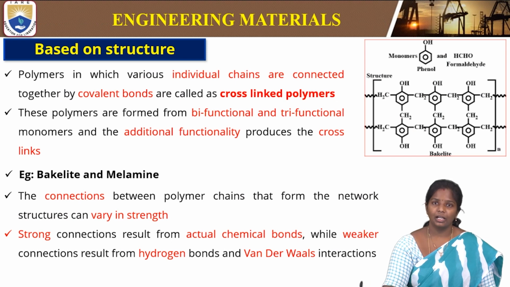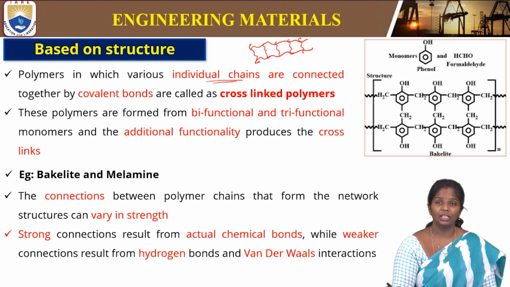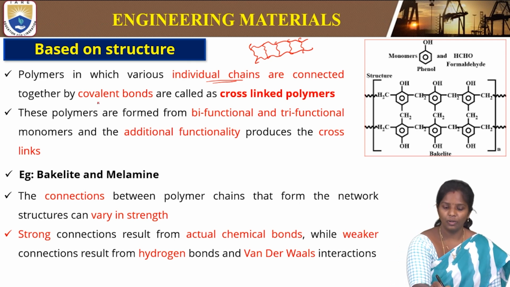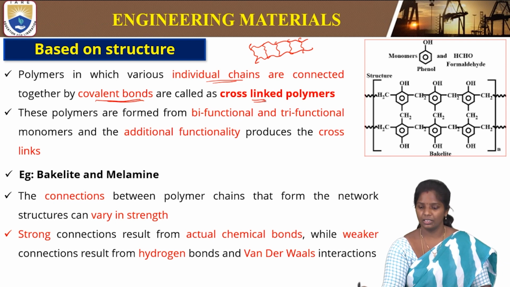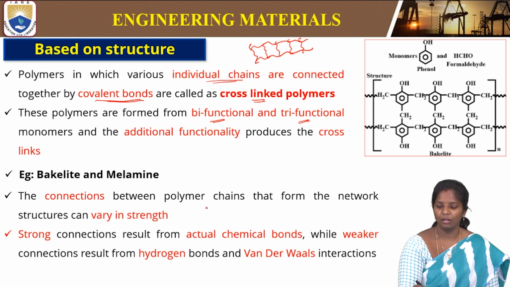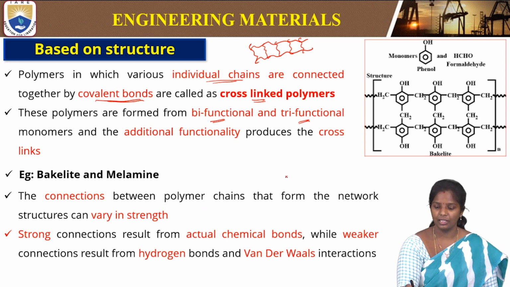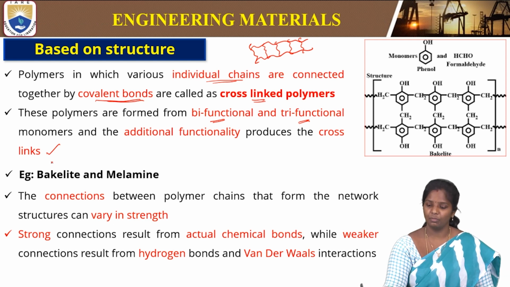So, how do the polymers with cross-linking form? Individual chains are connected. The linear polymers are connected with other linear chains, forming networks by covalent bonds. These are called cross-linked polymers. These polymers are formed from bifunctional and trifunctional monomers, and the additional functionality is imparted by the cross-links. So this is how the cross-linked polymers happen.